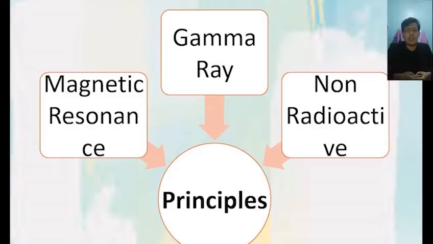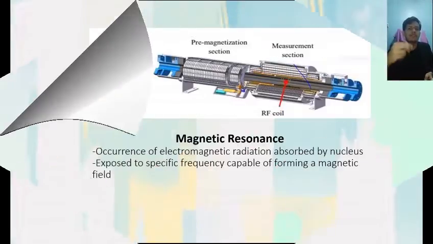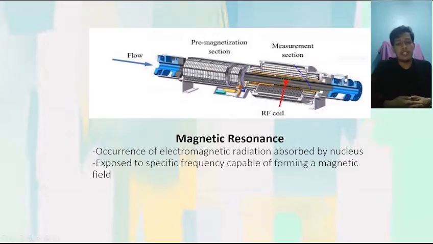Next on my list is I'm going to explain the principle of three common technology used in the industry, which are magnetic resonance, gamma ray and non-radioactive. First on my list for the principle section is magnetic resonance. First of all, what is magnetic resonance? Magnetic resonance is the occurrence of electromagnetic radiation that will be absorbed by nucleus.